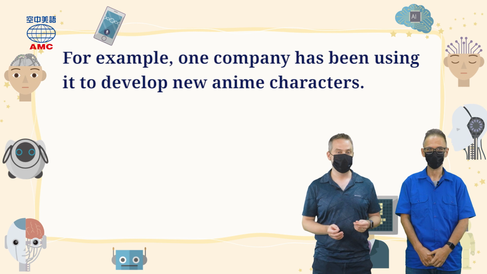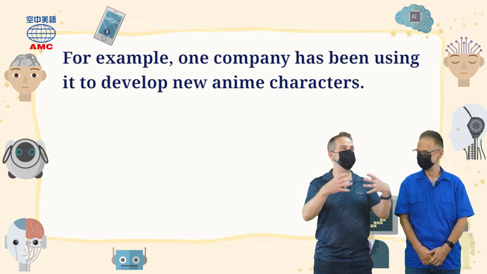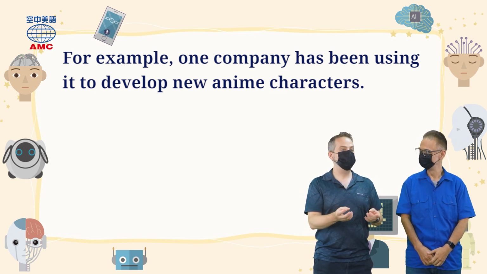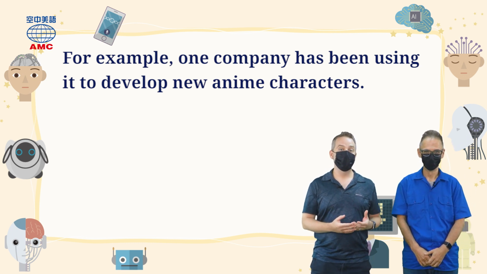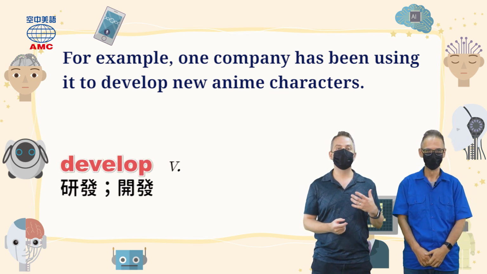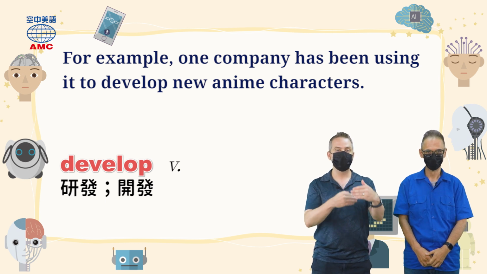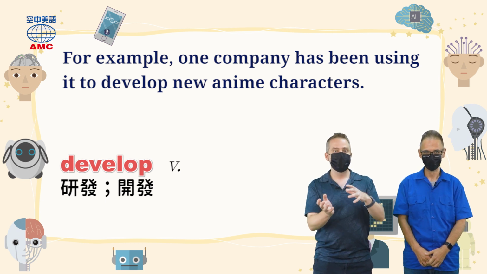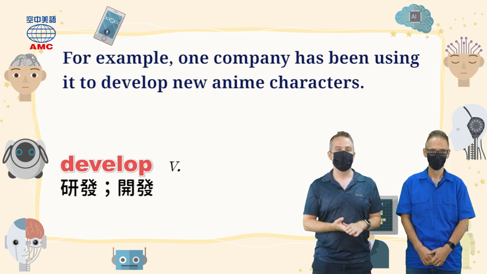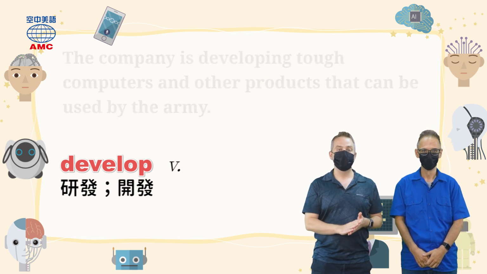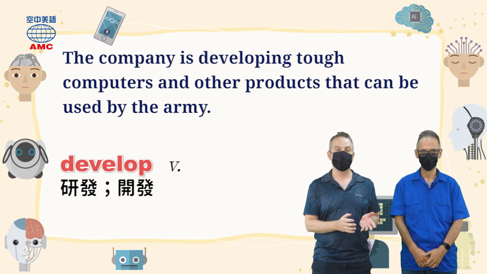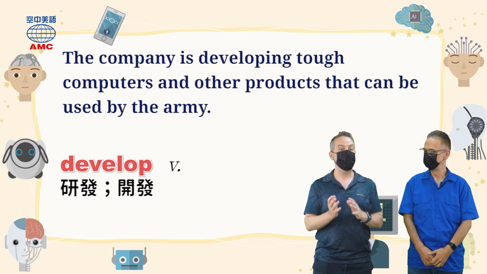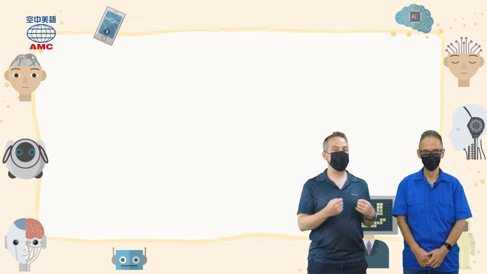So one company has been using this technology, this AI stuff with its algorithms, to develop anime characters, and that seems smart. It's like we've got all this information, let's use it to build realistic characters for animes. Here we use the word develop, which means to create, basically, to build something up over time, kind of improving it slowly as you go on. For example, we could say, the company is developing tough computers and other products that can be used by the army.